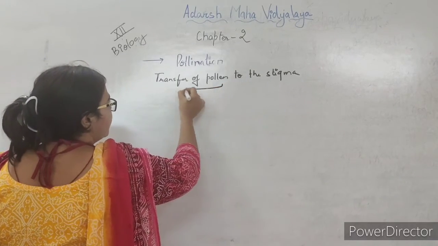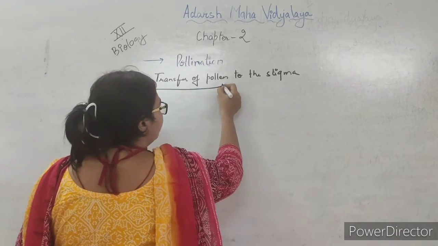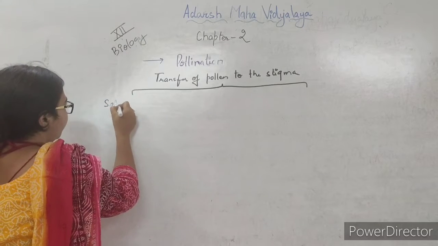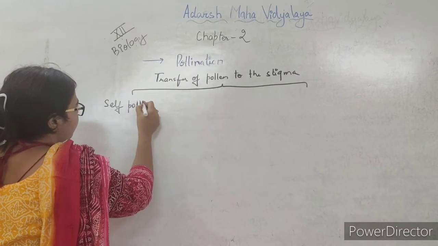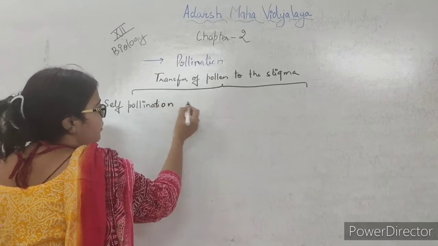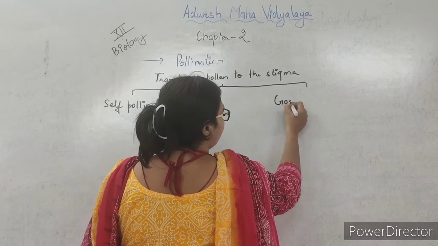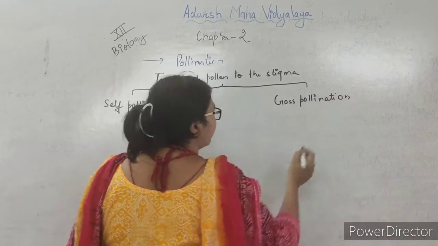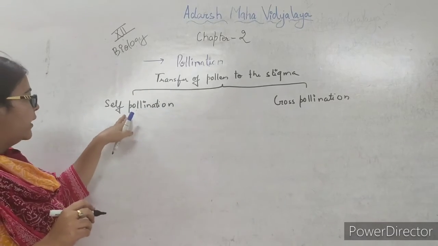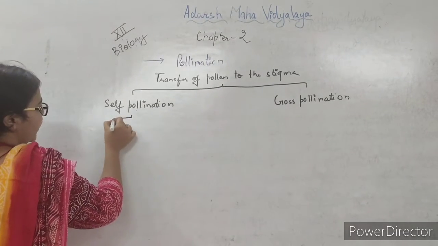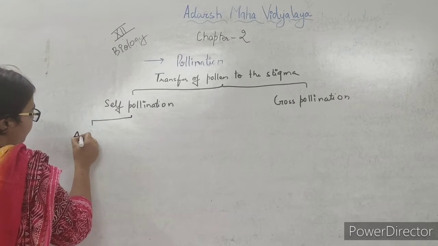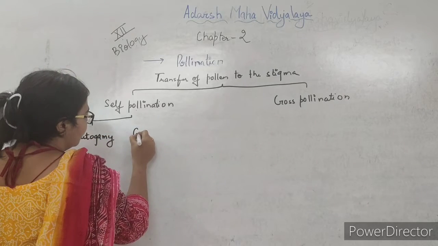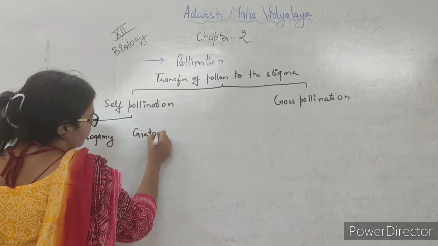This pollination is broadly classified into two types. One is self-pollination and the other one is cross-pollination. Self-pollination can also be categorized into two types, that is autogamy and the other is geitonogamy.